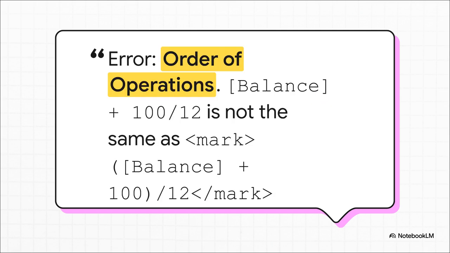And finally, we're back to our old friend PEMDAS, the order of operations. Forgetting about this is so dangerous because it can give you an answer that looks perfectly fine, but is actually completely wrong. You know, adding 100 to a balance and then dividing the whole thing by 12 gives you a totally different answer than dividing 100 by 12 and then adding it to the balance. The key takeaway here is simple. When in doubt, use parentheses to force the calculation to happen in the order you want.